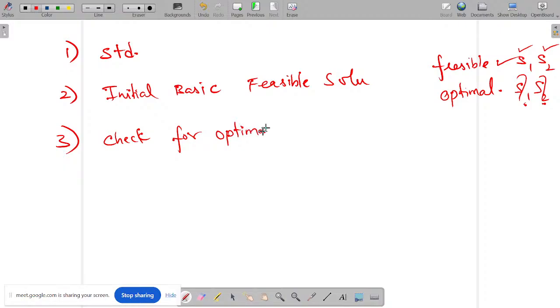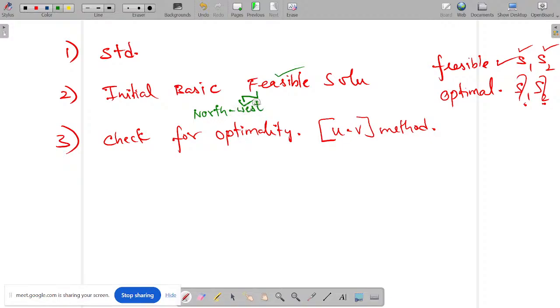Okay, check for optimality. There are many methods. When you go for an assignment problem, we have something like the Hungarian method. When you go for a simulation problem, we have something called the Monte Carlo simulation method. Likewise, here in transportation, we are going to use a method called the UV method to check the optimality. Before that, we are going to find the feasible solution, right? There are three ways you can find the feasible solution. First way, using the northwest corner.